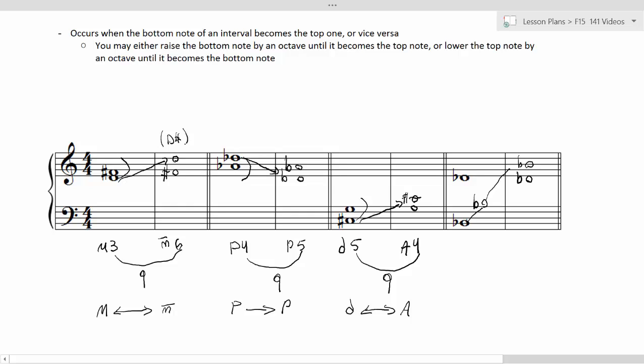Here we had B flat to D flat, a minor 10th. When it's inverted, it becomes a major 6th. So this one was compound, and this one is simple. A compound interval will invert to a simple interval. And obviously simple intervals always invert to simple intervals.